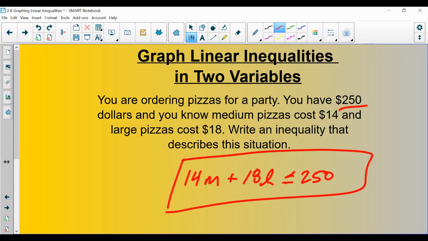This is kind of an introduction to future important difficult lessons. So hopefully you guys can process through this inequality like this and see similar ones and do this. $250 is the total that we have. We have to make sure that we stay under that total. $14 for every medium, $18 for every large, and this would be the inequality. Let me know what questions you guys might have.